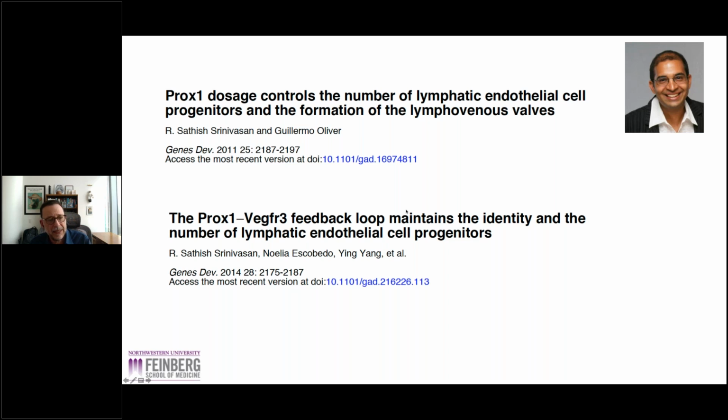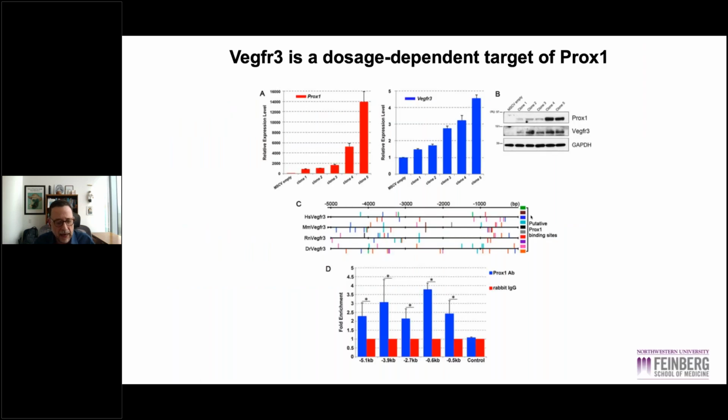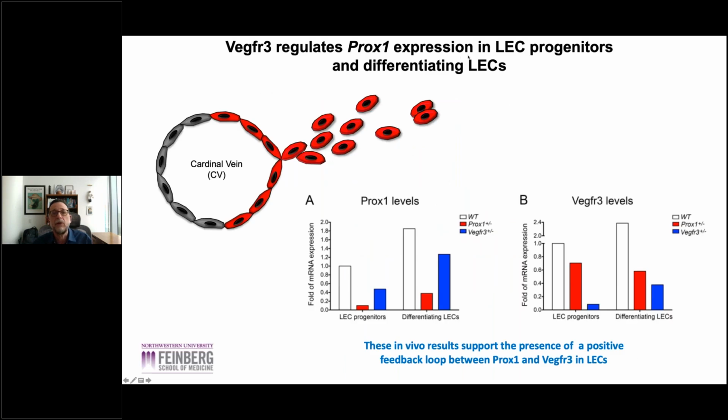He showed that there is an active prox-VEGFR3 feedback loop, which is required to maintain the identity and the number of lymphatic endothelial cell progenitors. Basically, what he was able to show is that VEGFR3 is a dosage-dependent target of prox. He found prox binding sites in VEGFR3. The opposite, that VEGFR3 also regulates prox expression in progenitors.